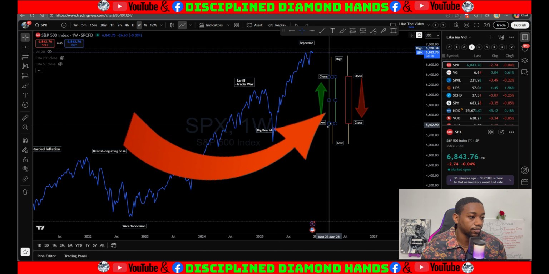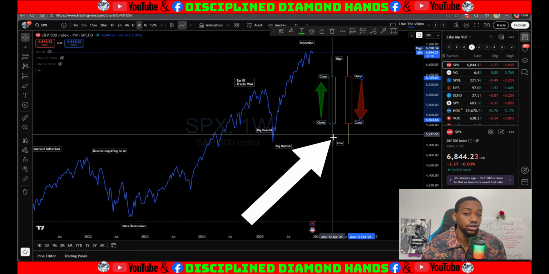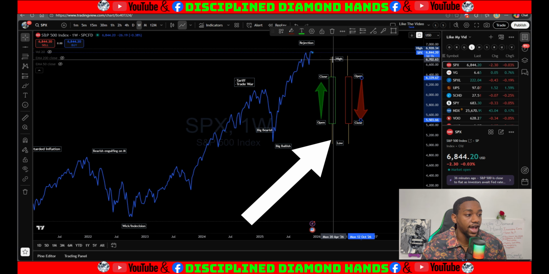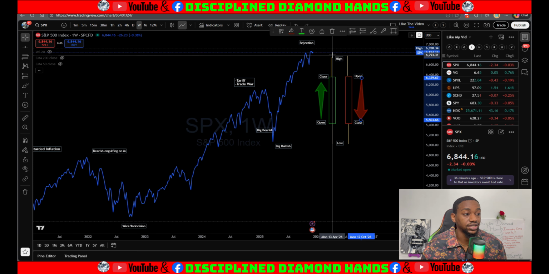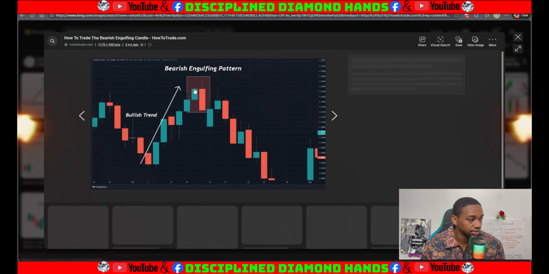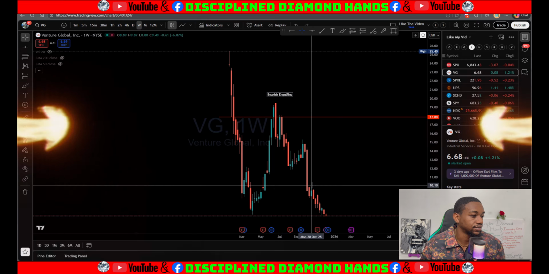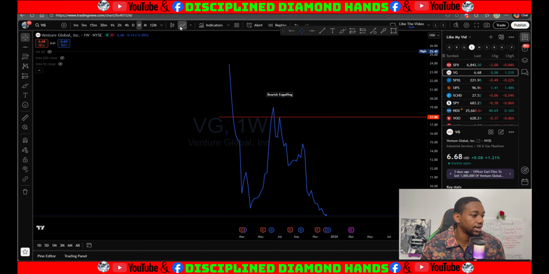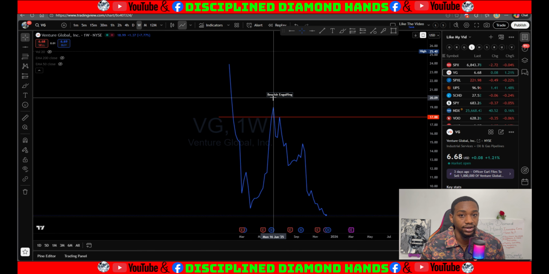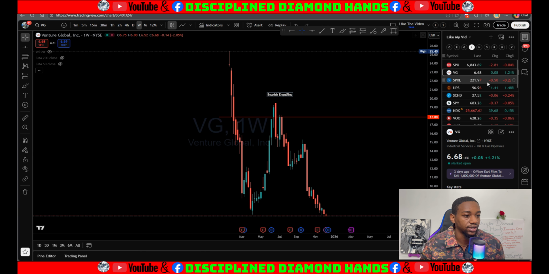They open at the bottom right here and they close at the top. The bottom wicks show the low, the top wicks show the high. The wicks represent rejection. What typically happens when a bearish engulfing pattern happens? Price go to hell. As we see on Venture Global, price went to hell. If we use the regular line graph, we can't see no bearish engulfing pattern. That's why candlesticks are more informative than a regular line graph.